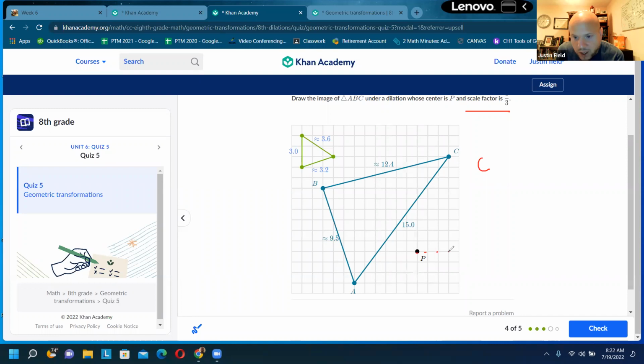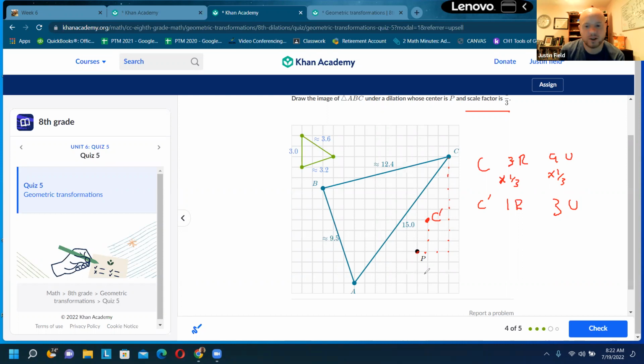1, 2, 3. So you go 3 to the right. And then 1, 2, 3, 4, 5, 6, 7, 8, 9. 9 up. So I'm going to multiply those distances by 1/3, and those will be my C prime distances. So C prime is 1 to the right because 3 times 1/3 is 1. 9 times 1/3 is 3. So to get to C prime, I go 1 to the right and 3 up.